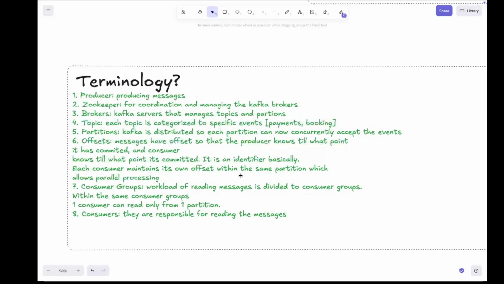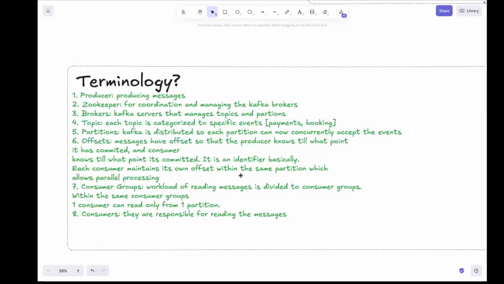And one important thing to note, which can come up in your interviews as well: if you have two consumers in the same consumer group, can they read from the same partition? The answer is no, because that could affect the sequencing and ordering of the messages. So that is why we can have two consumer groups, and two consumers within different consumer groups can read from the same partition.